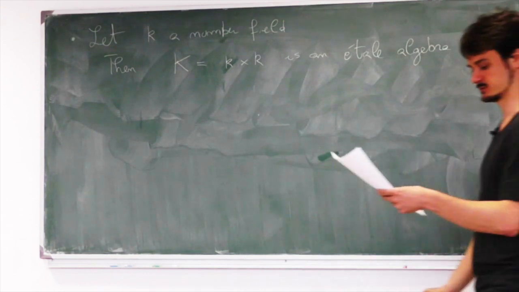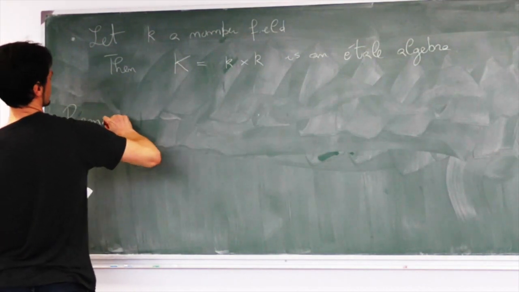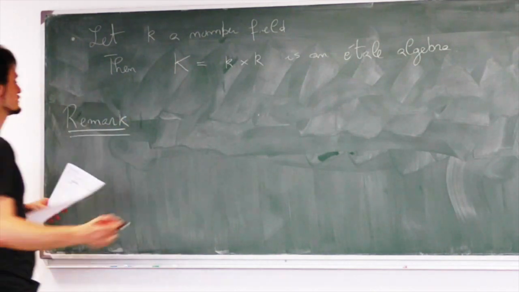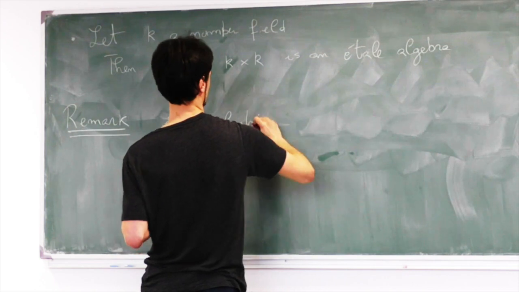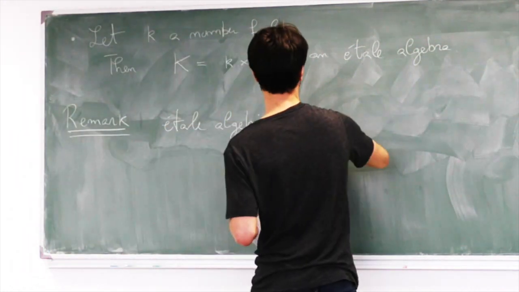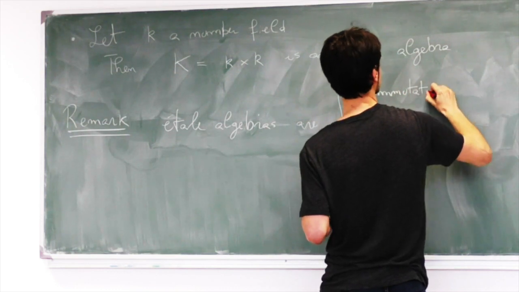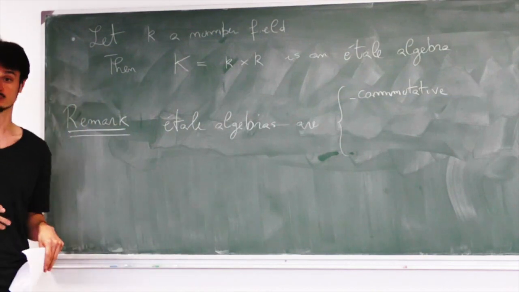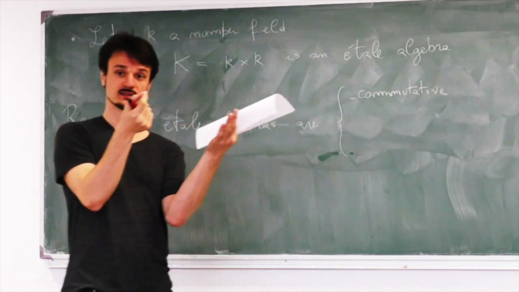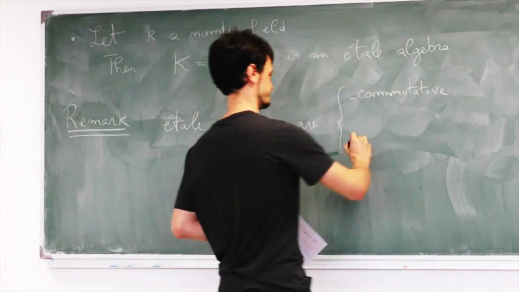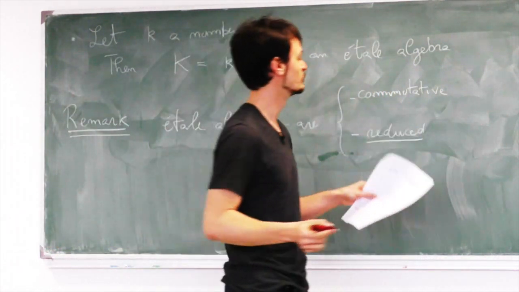Okay, so in particular, let me say also a few more words about these étale algebras. Remark. Étale algebras are commutative. So the product is commutative in étale algebras. If you take two elements, let's say a and b, and you multiply a times b, then this is equal to b times a. And they are reduced. And recall that reduced means that there are no non-zero nilpotents.